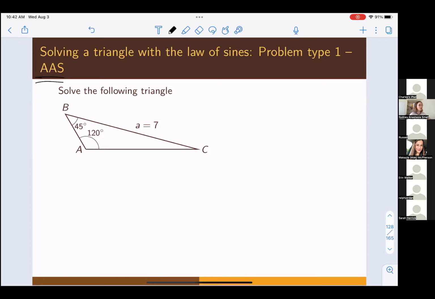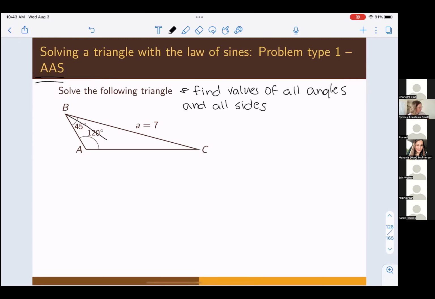So I want to solve this triangle. And again, what do I mean by solve the triangle? I want to find the values of all angles and all sides. So I know angle A and angle B, and I know side A. So what I'm trying to solve for is side B, which is opposite of angle B. So that is side B right there. I want angle C because that is unknown. And I also need side C. So those are the 3 things I'm trying to solve for.